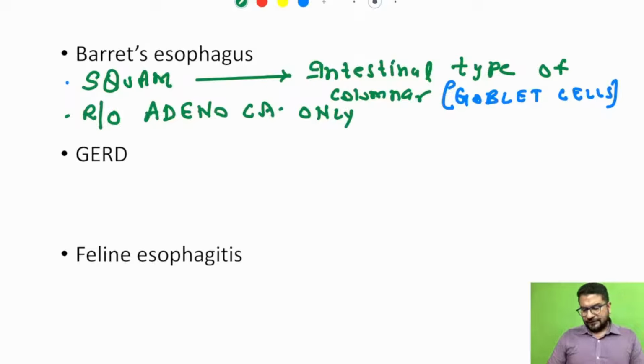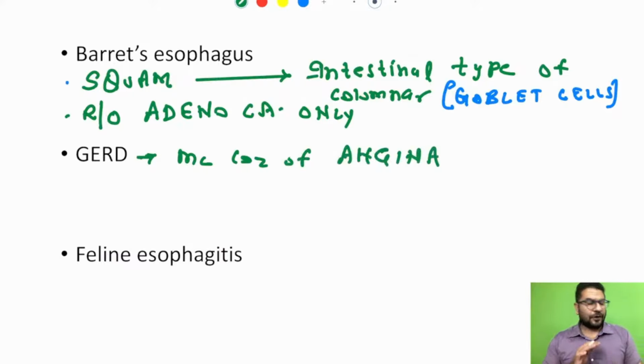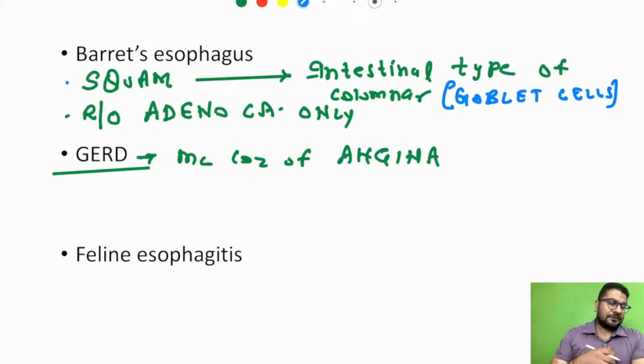GERD is gastroesophageal reflux disease. Just remember, this is the most common cause of angina. If anybody is having pain in the chest, then the most common cause is not MI, most common cause is always GERD. So they ask you how we can make a diagnosis. In practice we don't do much, but they ask how we make a diagnosis. So we can do endoscopy, or to confirm this we can go for 24 hours pH monitoring. So treatment of choice will be PPI.